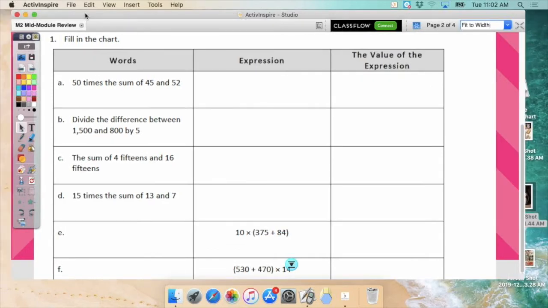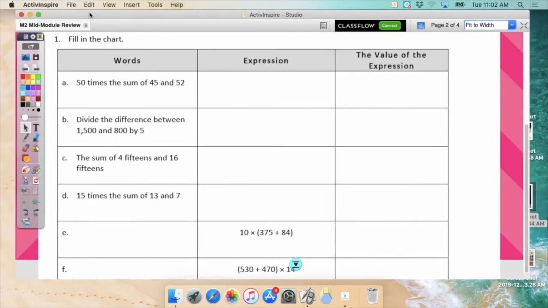Think they are once we get started. Okay, so it says 50 times the sum of 45 and 52. Who remembers what we do here? Multiply. Well, we put boxes around our mathematical words, don't we? And then we write down the operation that goes with it.